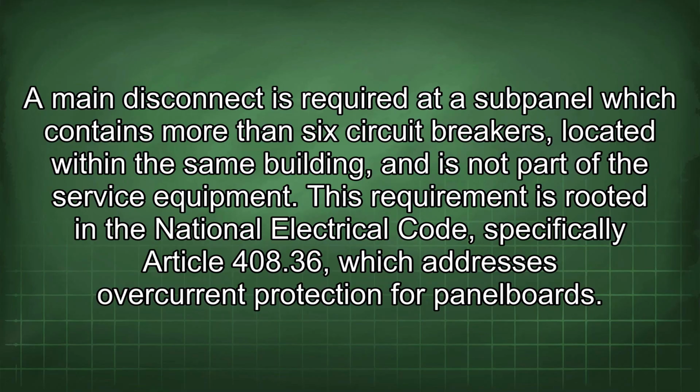A main disconnect is required at a subpanel which contains more than 6 circuit breakers, is located within the same building, and is not part of the service equipment. This requirement is rooted in the National Electrical Code, specifically Article 408.36, which addresses overcurrent protection for panel boards.